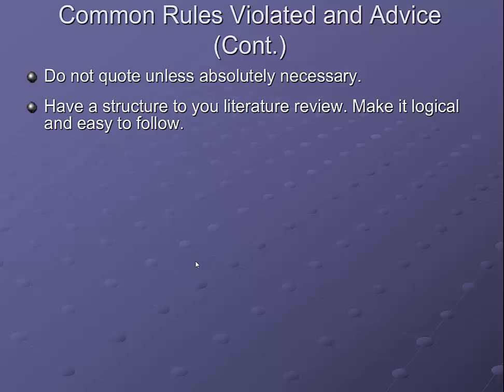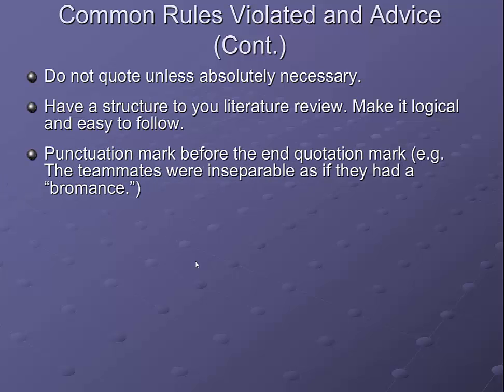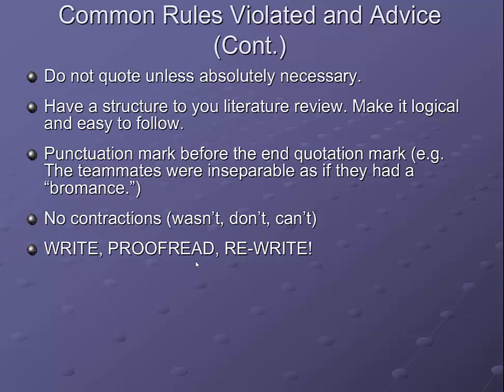Make sure you have a structure for your literature review. Make it organized. So for example, I went from general to specific. Have a structure. Make it logical and make it easy to follow. Remember correct punctuation, particularly after quotation marks. Never use contractions. And always remember the process of writing, which is write, proofread, and rewrite.